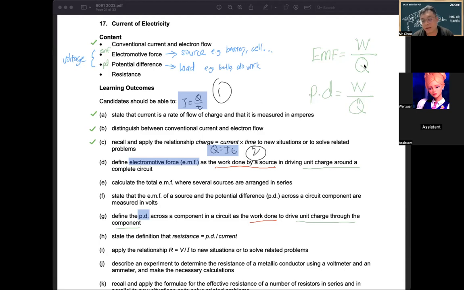Newton times meter. Okay, what's the short form for that? What's the short form for Newton times meter? Okay, work done. What is the unit for work done? You tell me. WD is not the unit.